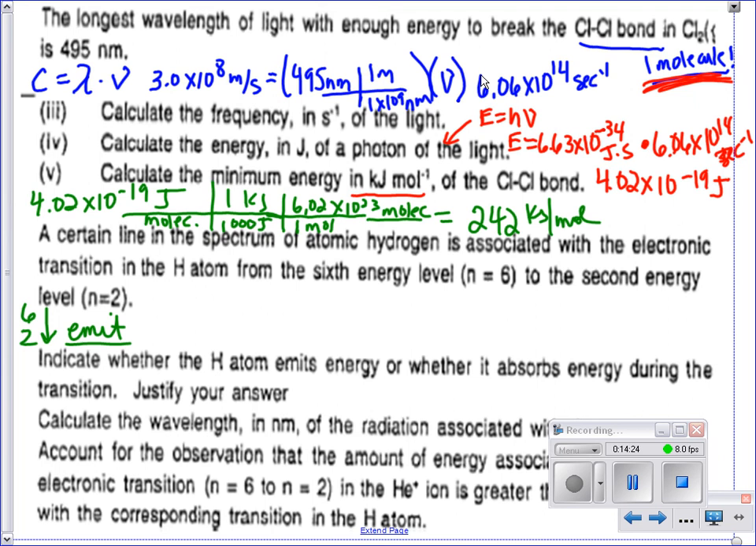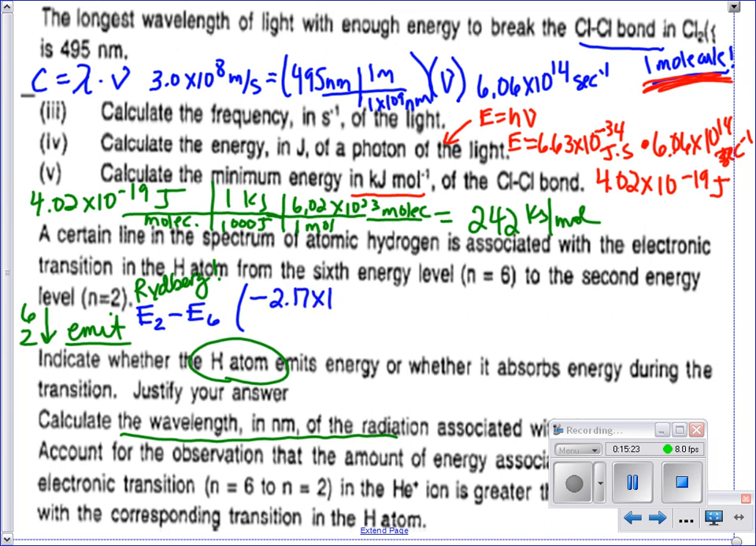Now we have to calculate the wavelength in nanometers of the radiation associated with that transition. Since this is hydrogen, we can actually use an equation to find that, and that was called, remember, Rydberg? The Rydberg equation. We're going to use the one on the AP equation sheet where we take final minus initial. So we're going to do energy 2 minus energy 6. To set that up, we're going to use the constant they had. Someone looked that up. Oh, there it is. Negative 2.17 times 10 to the negative 18th. And this is on your AP equation sheet. Don't memorize it.